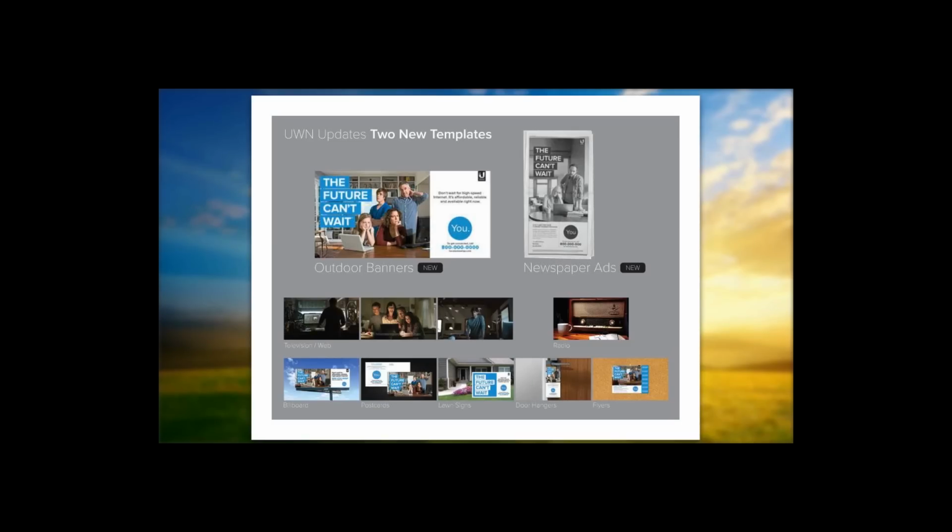So the first of our updates is we're adding 2 new templates on top of all the other templates we have. As you know, we offer television and web, radio, billboards, postcards, lawn signs, door hangers, and flyers. But today, and very soon, we'll be pushing out outdoor banners as well as newspaper ads.